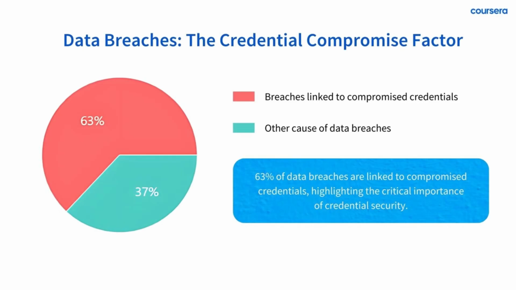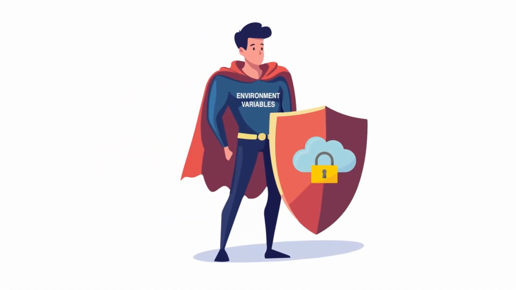Picture this. You're the master of your app's inner workings, with the power to securely manage everything from API keys to secret configurations. In fact, 63% of data breaches are linked to compromised credentials. So, keeping these details safe yet accessible is crucial. That's the role of environment variables. They're the guardians of your app's sensitive information, always ready when you need them, but locked down when you don't.